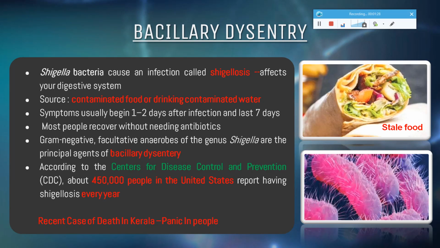These symptoms usually begin 1 to 2 days after infection, and can extend up to 7 days. In most cases, a person can recover easily, even without antibiotics. But in certain cases, if the person has a weak immune system, there is a chance that it can cause more problems. This is also called bacillary dysentery. According to recent statistics by the CDC, 450,000 people in the US alone suffer from Shigellosis and its symptoms every year. This is how a Shigella species looks under a microscope.